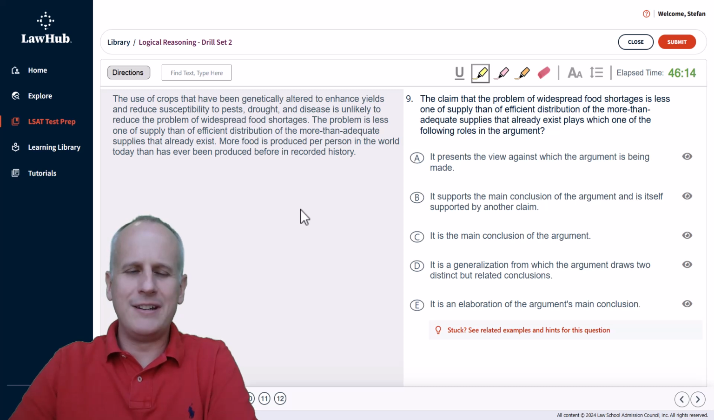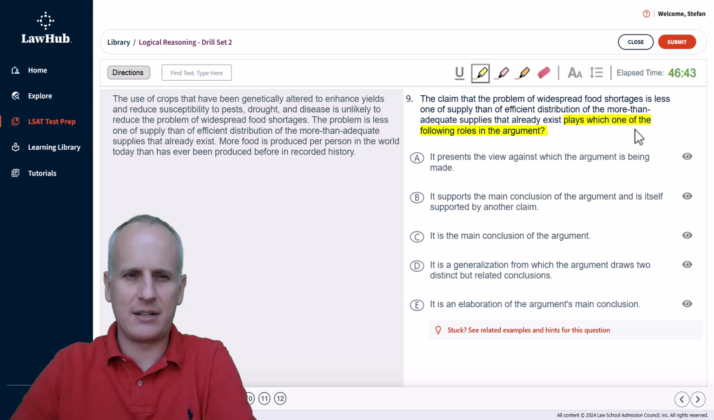Here we are at question number 9 of Logical Reasoning Drill Set 2 from lawhub.lsac.org. We begin reading the question stem: the claim that the problem of widespread food shortages is less one of supply than of efficient distribution of the more than adequate supplies that already exist plays which one of the following roles in the argument? I'm going to highlight "plays which one of the following roles in the argument" as the task, because we're trying to find the role of this statement.